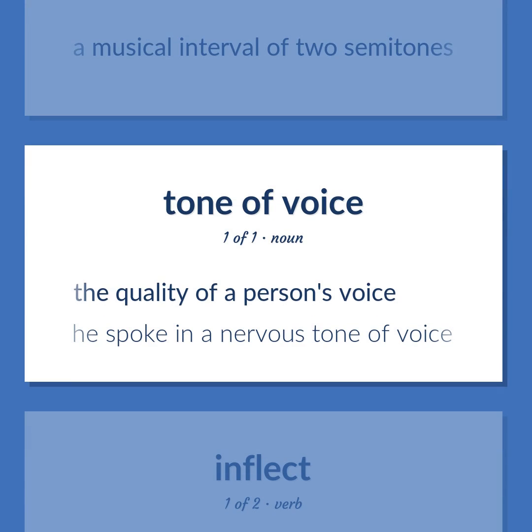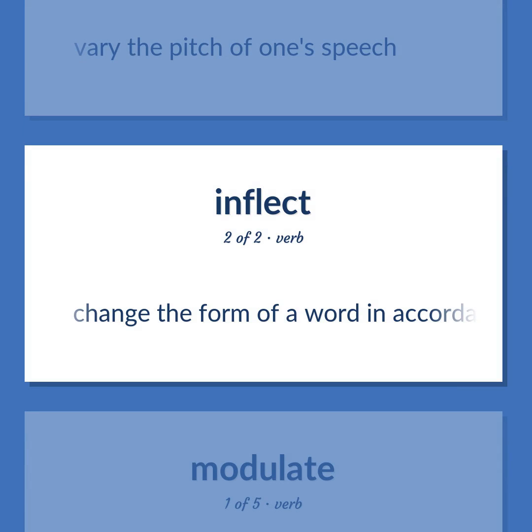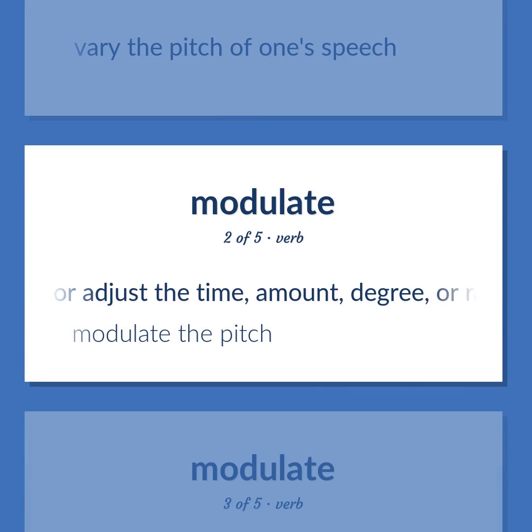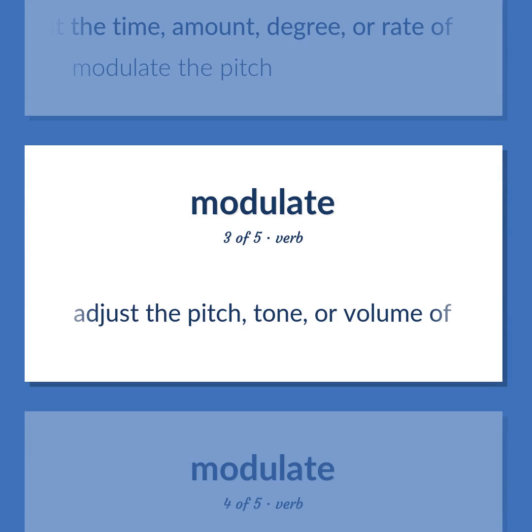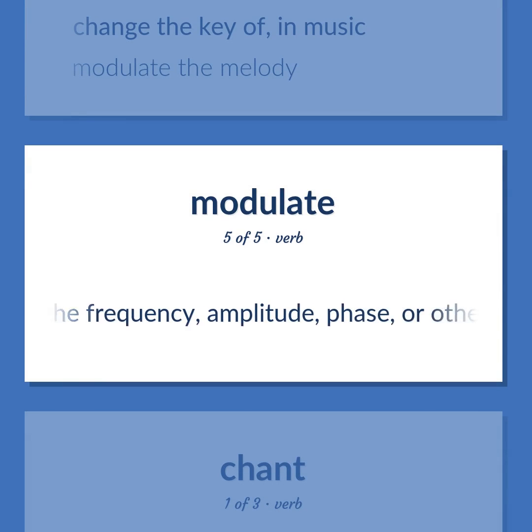The quality of a person's voice. He spoke in a nervous tone of voice. Vary the pitch of one's speech. Change the form of a word as required by the grammatical rules of the language. Vary the pitch of one's speech. Fix or adjust the time, amount, degree, or rate of. Modulate the pitch. Adjust the pitch, tone, or volume of. Change the key of, in music. Modulate the melody. Vary the frequency, amplitude, phase, or other characteristic of electromagnetic waves.